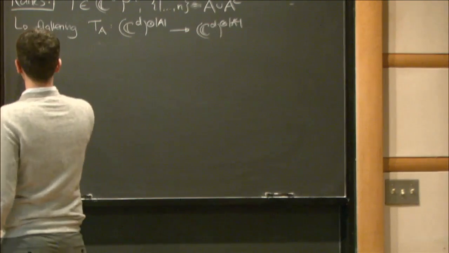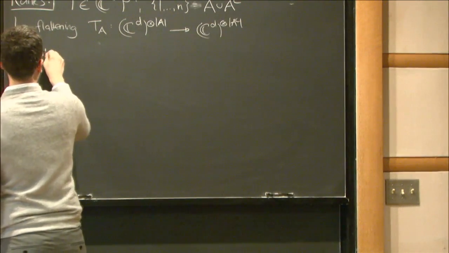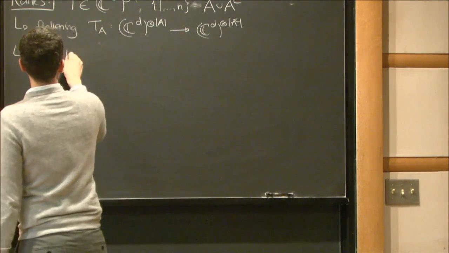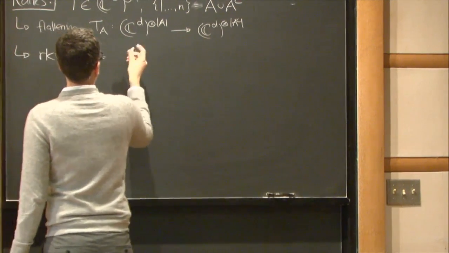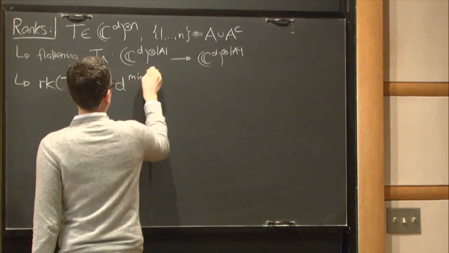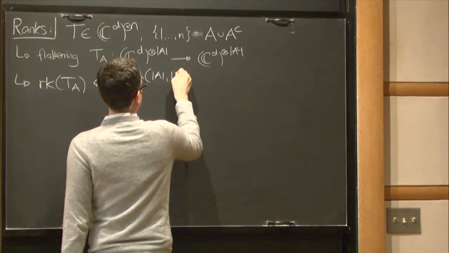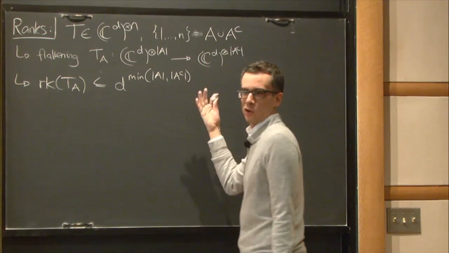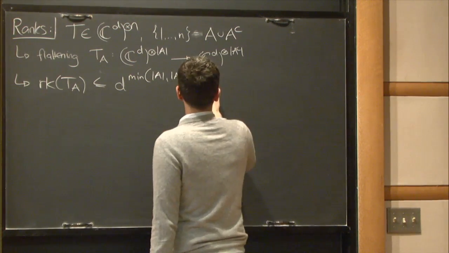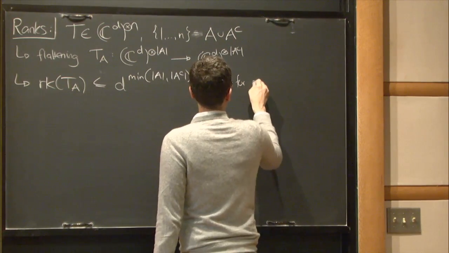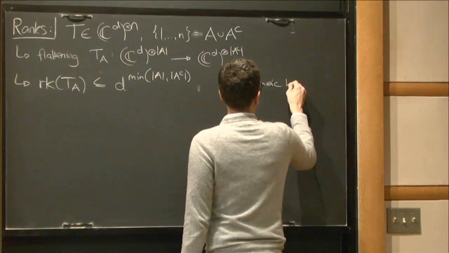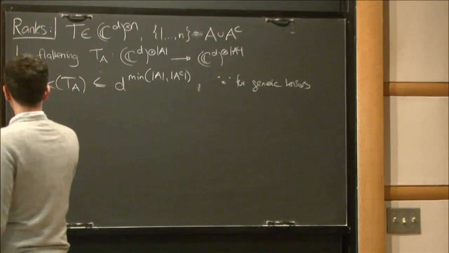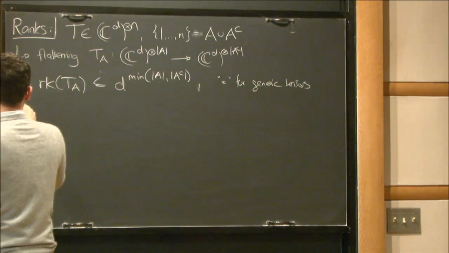In general, we can only bound it by the smaller of the two dimensions. So the rank of this flattening T_A is at most d to the minimum of the cardinality of A and of A complement. And clearly, generic tensors will saturate this.